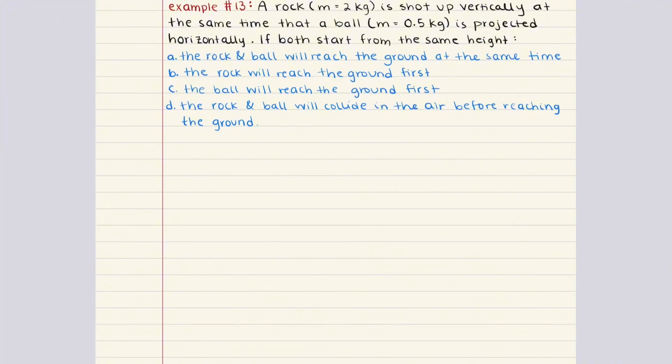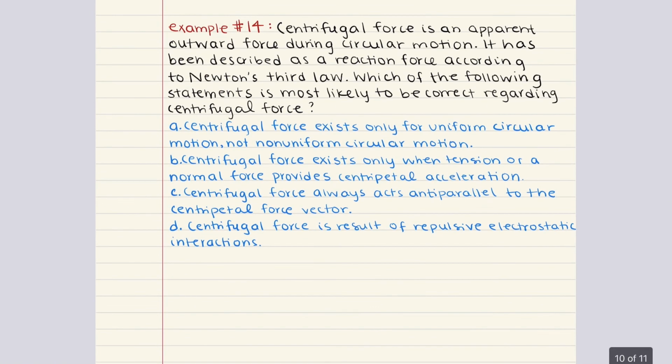However, because the rock begins with an upward component of velocity, it will take time to reach a maximum height before falling back down towards the ground. So functionally, the rock's free fall starts higher and later than the ball's. So the rock will necessarily hit the ground after the ball. And that means the ball will reach the ground first, and the correct answer for 13 is going to be answer choice C. Let's do problem 14.